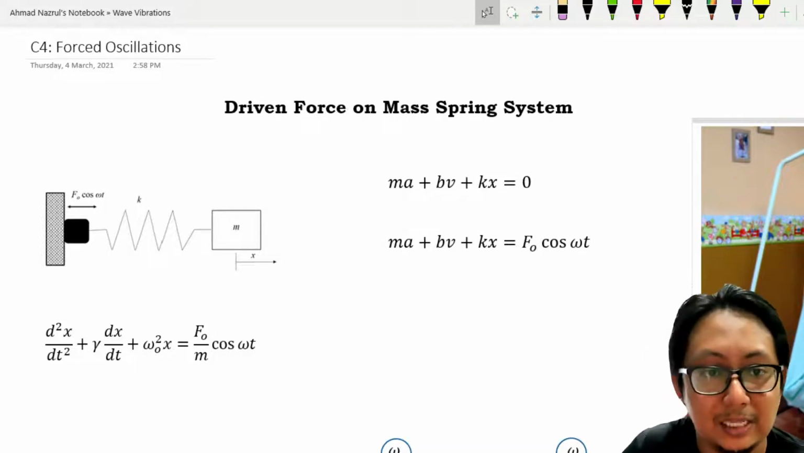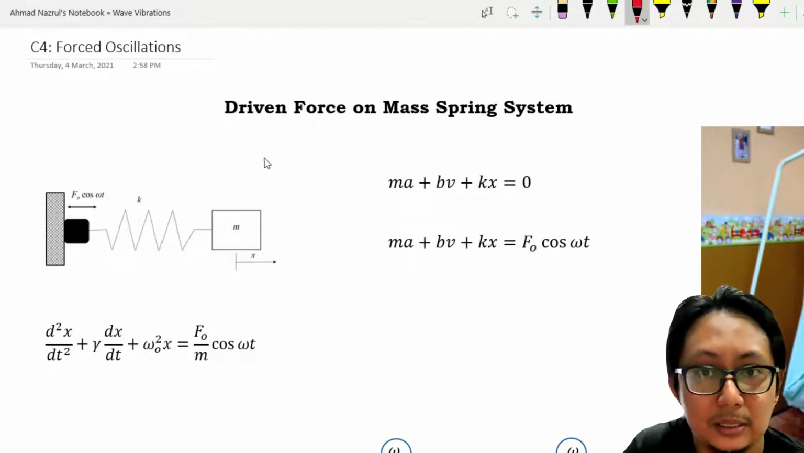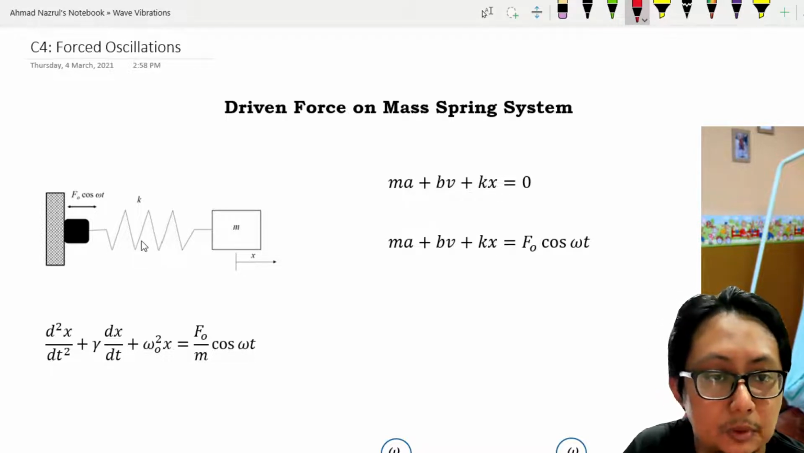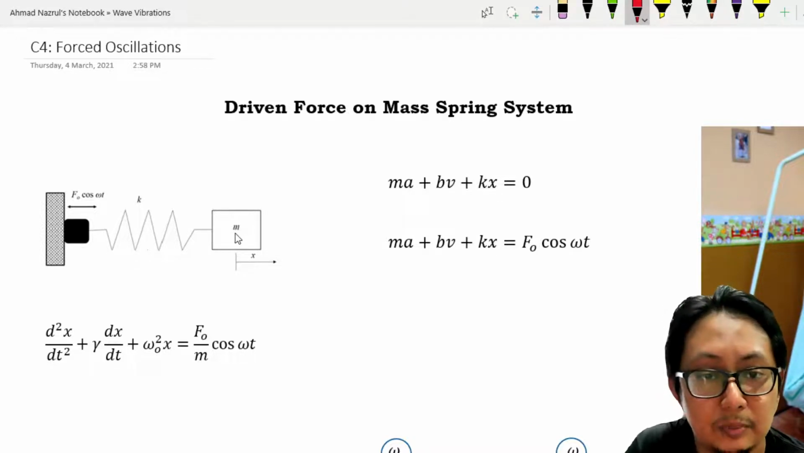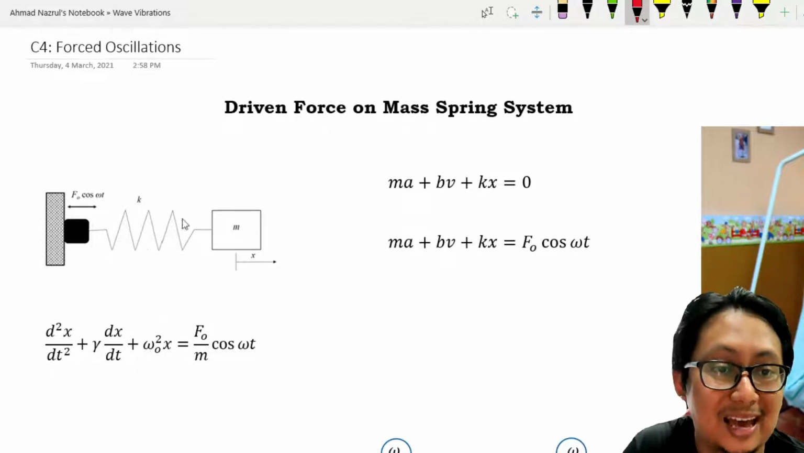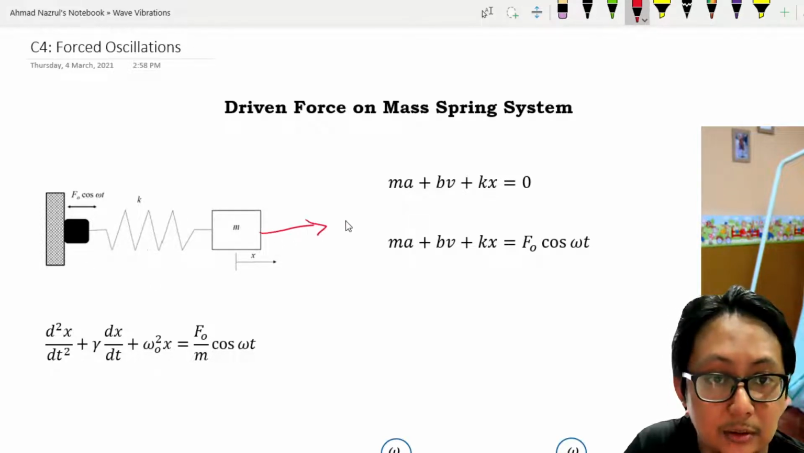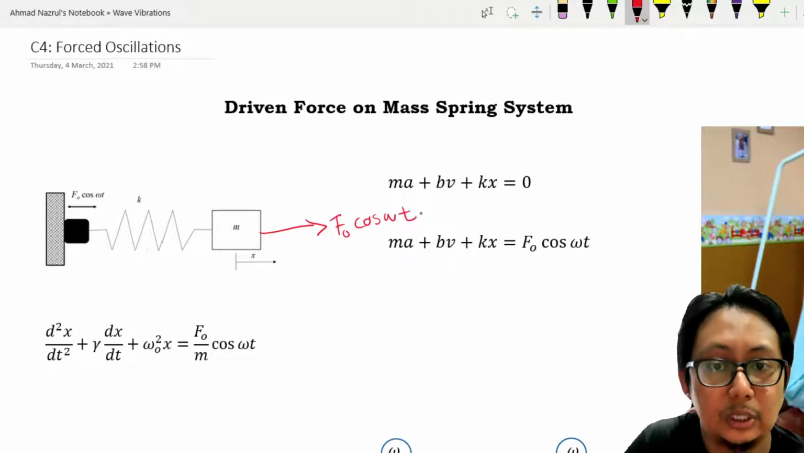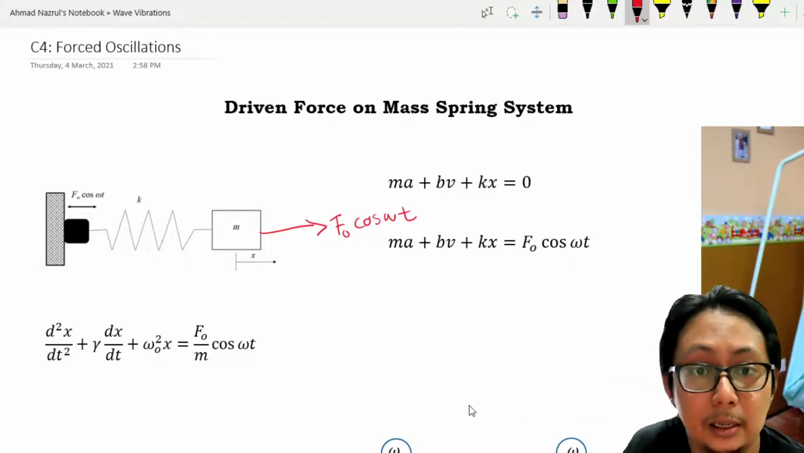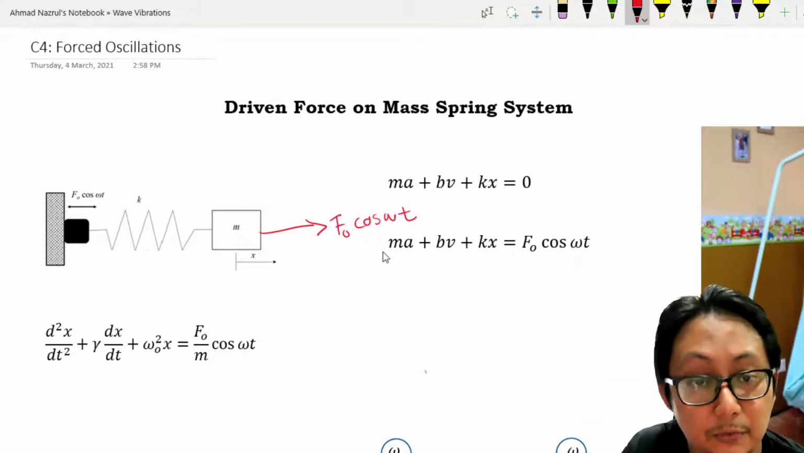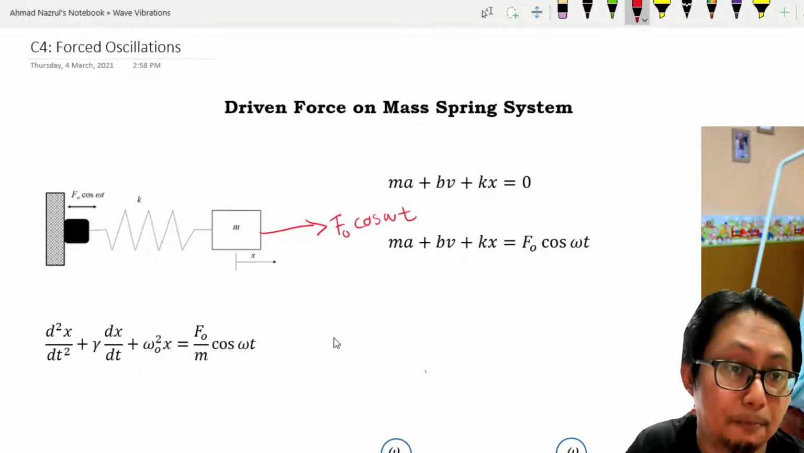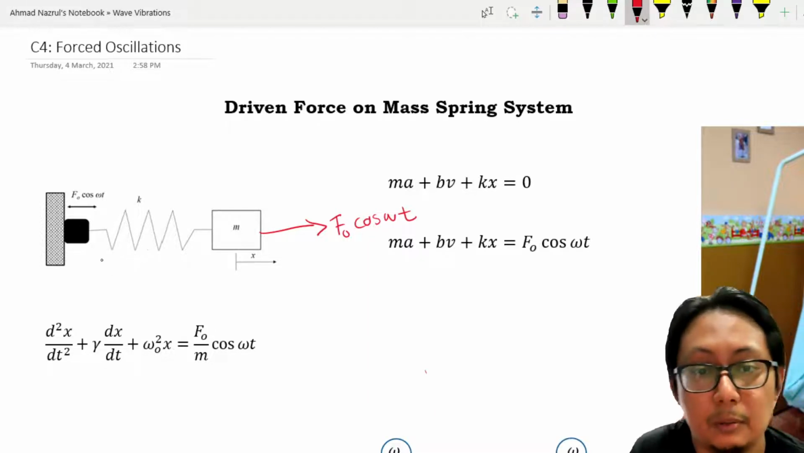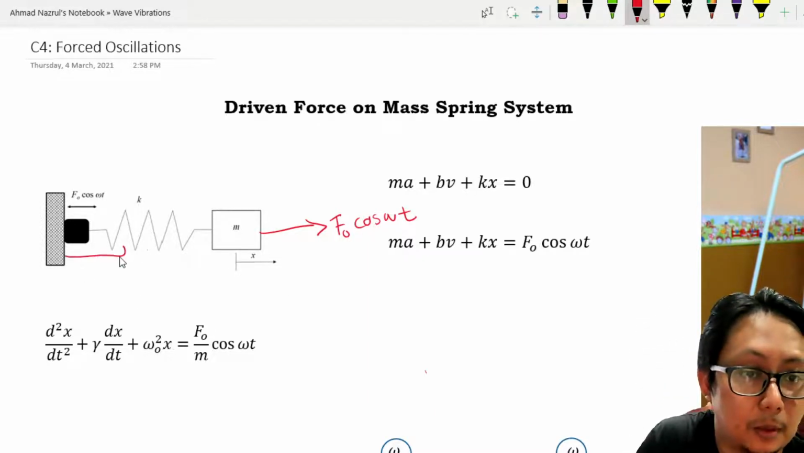Imagine that we have a mass-spring system here, still a similar mass-spring system with spring constant K and mass M. Then we have the external force, F naught cos omega T, a given force on the mass-spring system. And they still have the damping here, which I have not put in this video.